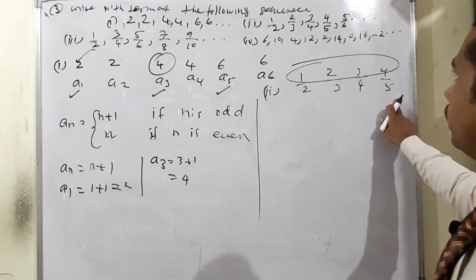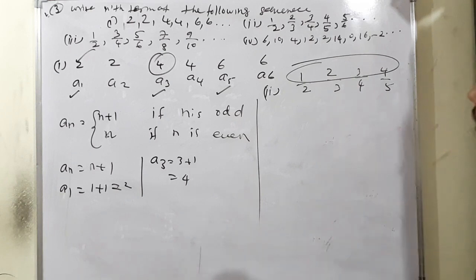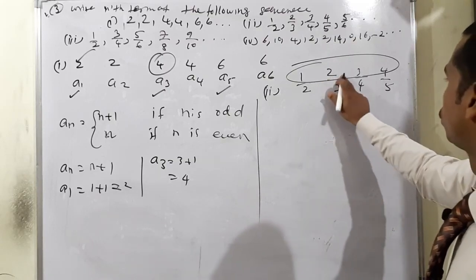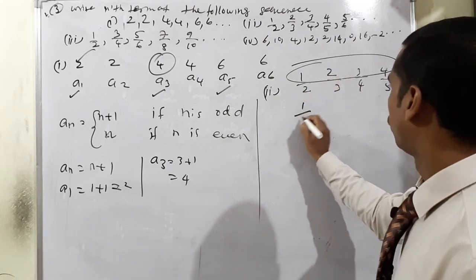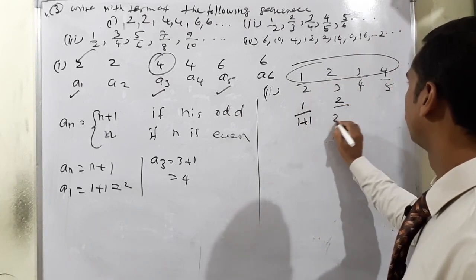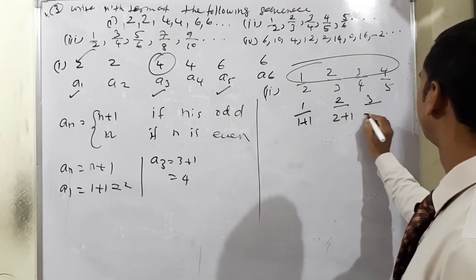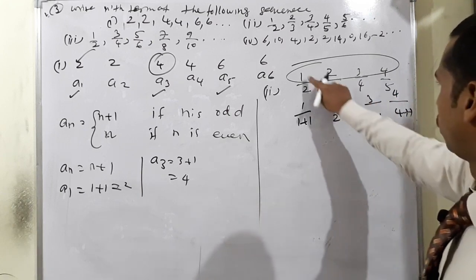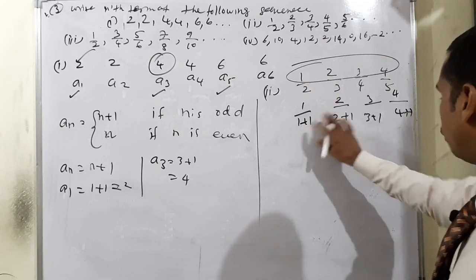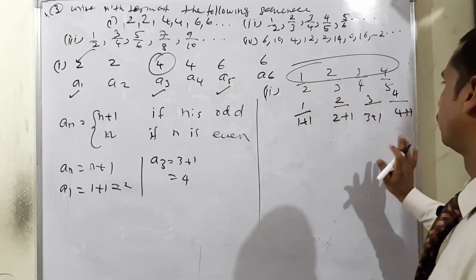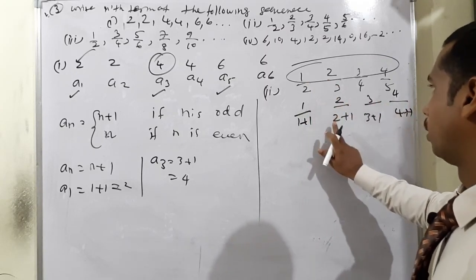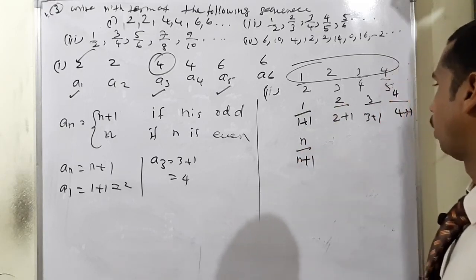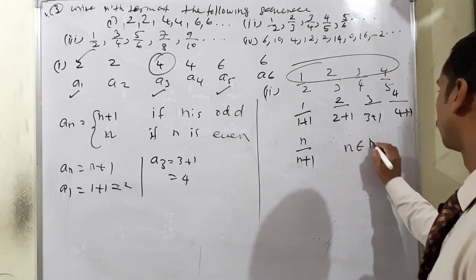So, what is the main condition? 1 means definitely 1 by 2, true as it is. How to split the line? 1 by 1 plus 1, then 2 by 2 plus 1, 3 by 3 plus 1, then 4 by 4 plus 1. See, 1 by 2 means what is the meaning? 1 by 1 plus 1. So, numerator 1, 2, 3, 4 like that. Then the denominator adds one number, isn't it? Therefore, we can say n by n plus 1.